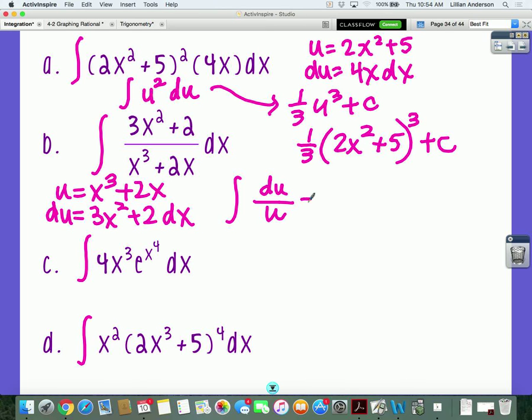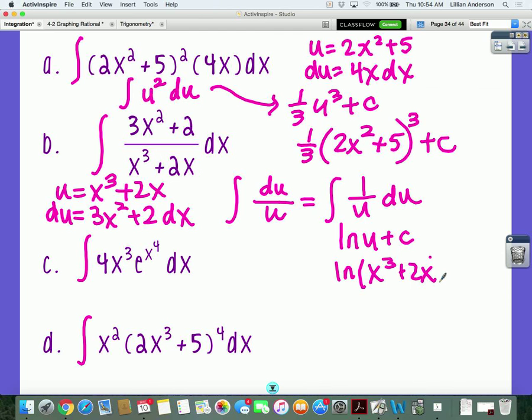But to make it more visually appealing, yes, you can write it like this. What's the antiderivative of 1 over u? Ln u plus c, and then we plug the original u back in. Questions on this one?